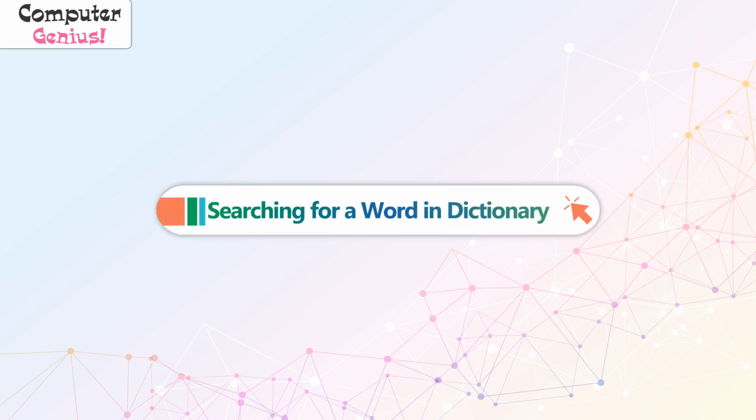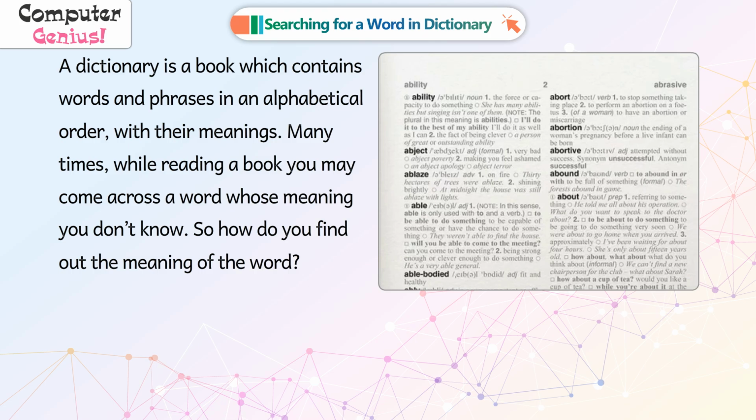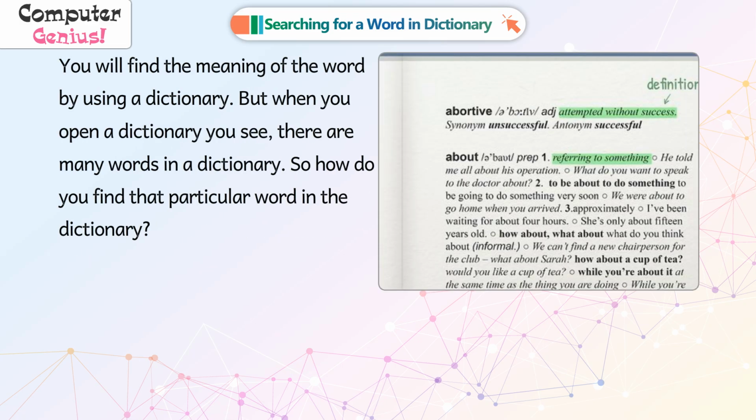Searching for a word in dictionary. A dictionary is a book which contains words and phrases in an alphabetical order with their meanings. Many times while reading a book, you may come across a word whose meaning you don't know. So, how do you find out the meaning of the word? You will find the meaning of the word by using a dictionary.